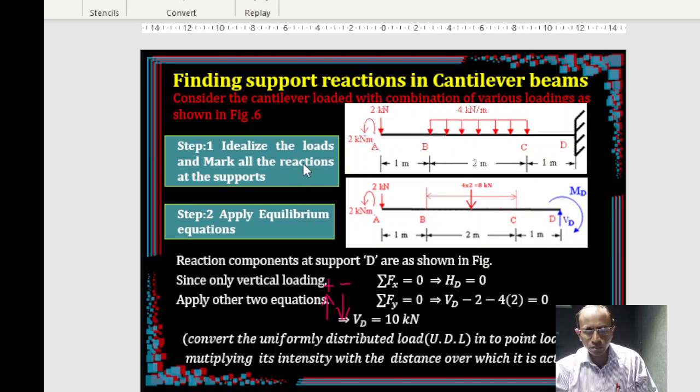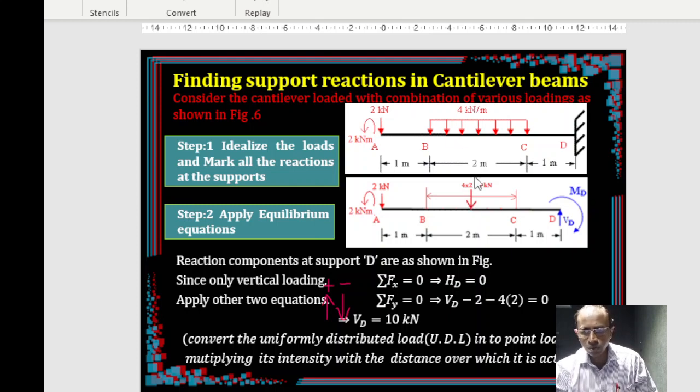So we can apply these two steps. The first step is idealization of the loads. What did I tell you? Idealize the load means you should represent whatever loading is given on the beam by converting it into point loads. So here the couple you don't have to convert into a point load, this is already a point load. We don't have to do anything. But the UDL you immediately convert into a point load. How to do that? For a UDL, just find the area of the UDL, in the sense you multiply the intensity by the distance over which it is acting, and place it exactly at the center.